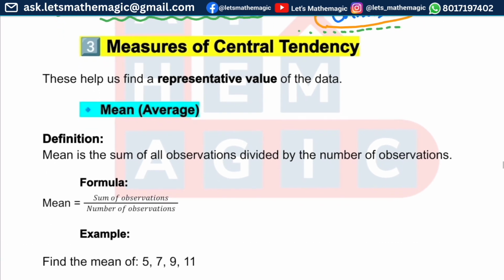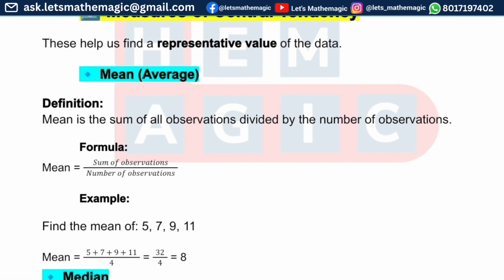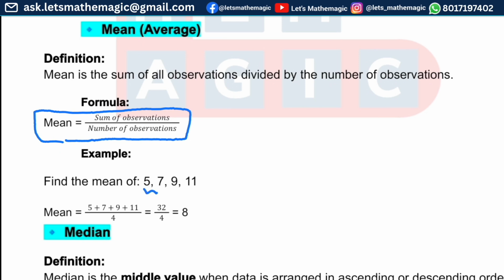The first thing that we are going to see is the mean. So what is mean? The mean formula is given here, that is the sum of observations divided by the number of observations. With an example, they have given us 4 data: 5, 7, 9 and 11. Now how to find the mean of them? We just add all of them in the numerator, and in the denominator we put 4. Why? Because there are 4 digits, 1, 2, 3, 4. So there are 4 observations.